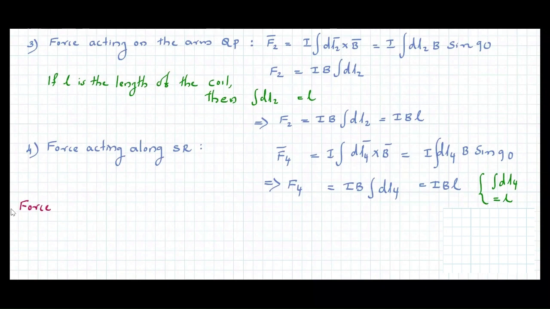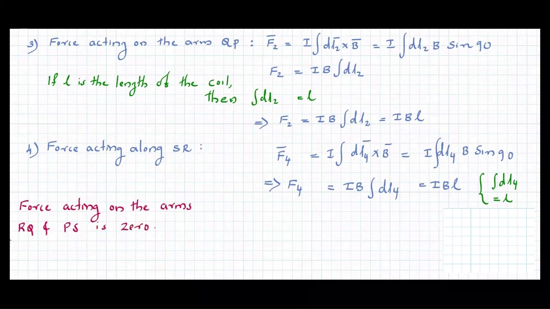Thus, it is clear that the force acting on the arms RQ and PS is 0, whereas the force acting on the arms QP and SR is IBL each.